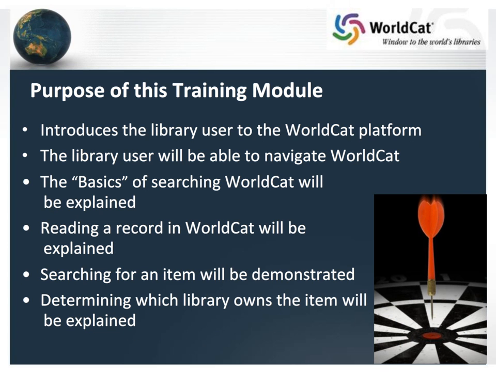Once you have completed this training module, you will be introduced to the WorldCat platform. This training module will provide you with instructions on how to navigate the various features of WorldCat. Also, you, the library user, will be introduced to the basics of searching for resources in WorldCat. This training module will provide information on how to read a record resulting from a WorldCat search. And we will guide you through the steps to search for an item in WorldCat. After a successful search, you will be able to identify the nearest library that owns that item.